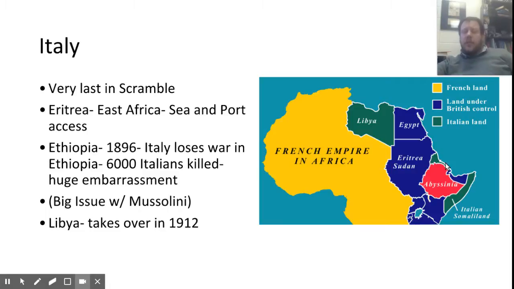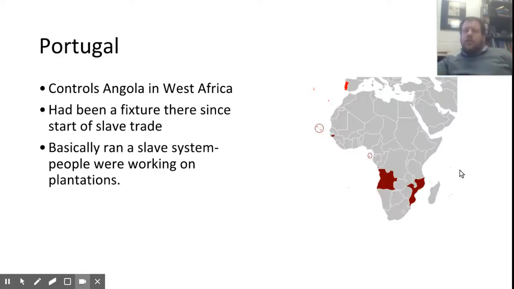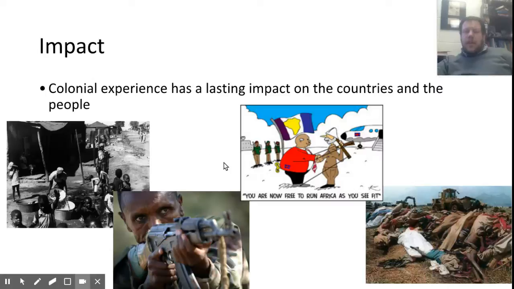I mean, they lose terribly in this war with Ethiopia, and they're beaten back by what they call goat herders with old rifles. And 6,000 Italians are killed in this war, and they lose terribly. It is just an embarrassment. But they still control part of Somalia and those different places. Portugal used to control all these different trading ports. They've been fixed there forever, but ended up controlling very little of Africa. I mean, essentially they ran slave plantation areas in southern Africa. That was really about it.